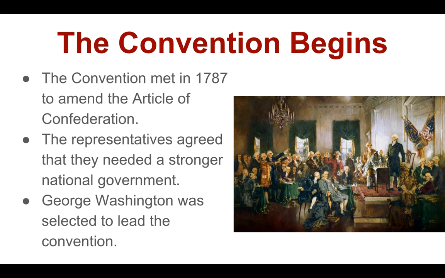But before they went in that direction, they first wanted to select a leader for that convention, a man that they all knew that they could trust and a man that they all respected. And due to his leadership during the Revolutionary War, the man that they zeroed in on was George Washington. So George Washington became the president of the Constitutional Convention.